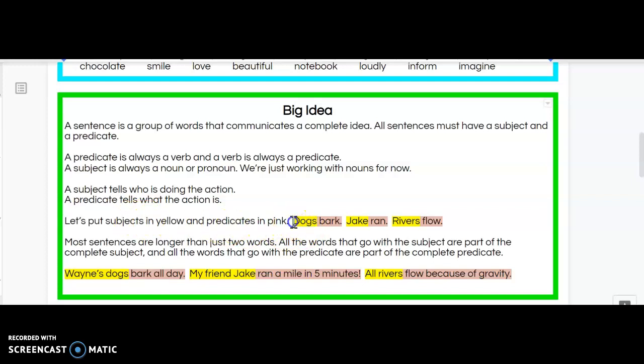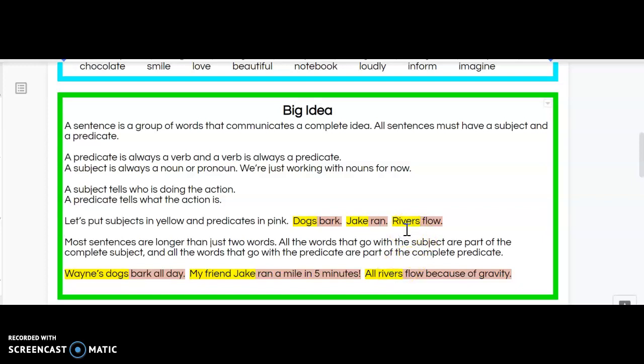So if we had the sentence, dogs bark, that is a complete sentence. It's a super short little sentence, but it is a sentence. We would have who's doing the action here? The dogs, right? So that's our subject. That's yellow. What are the dogs doing is our predicate. Well, they're barking. So that's in pink. All right. And we have that with Jake ran. Who or what is doing the action? That's our subject. Jake is doing the action. What is Jake doing? That's our predicate. He ran. Jake ran. Subject, predicate.